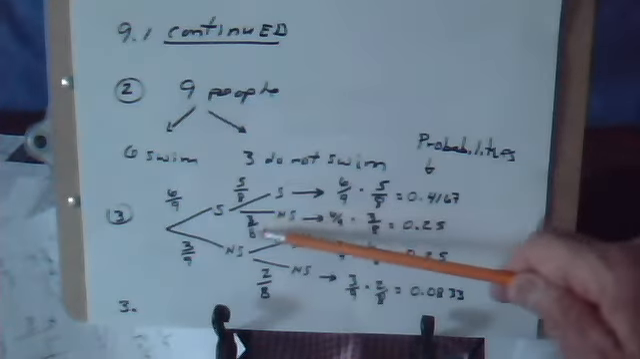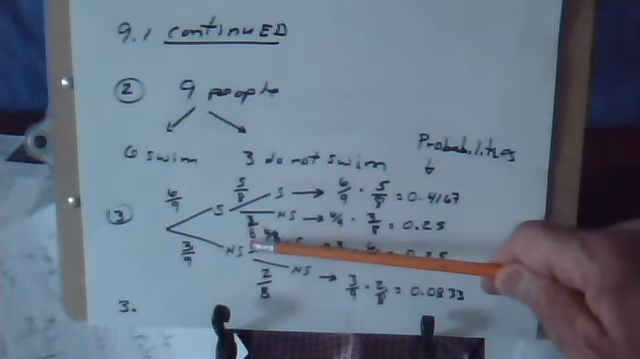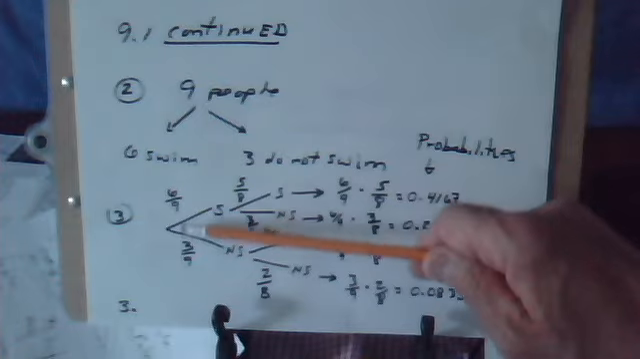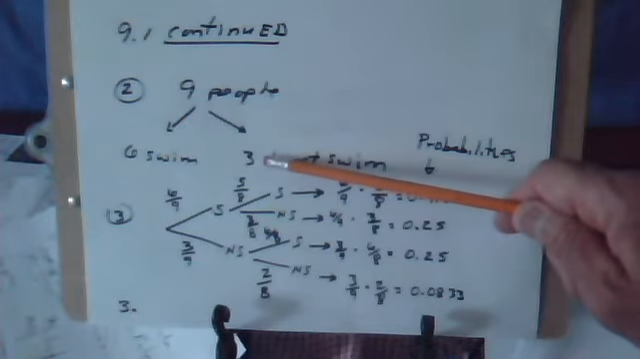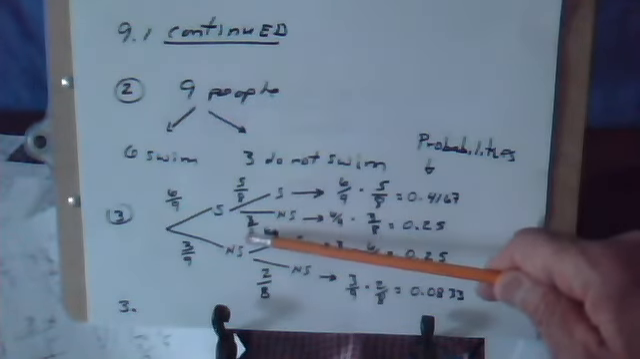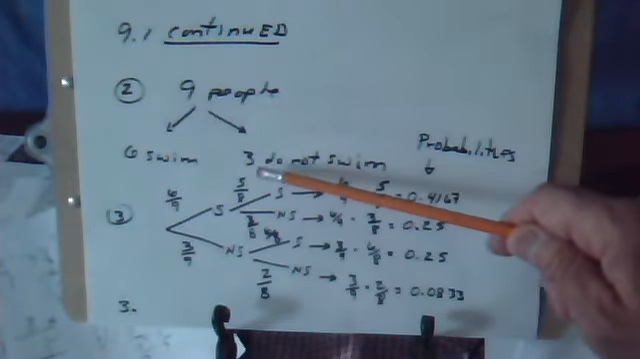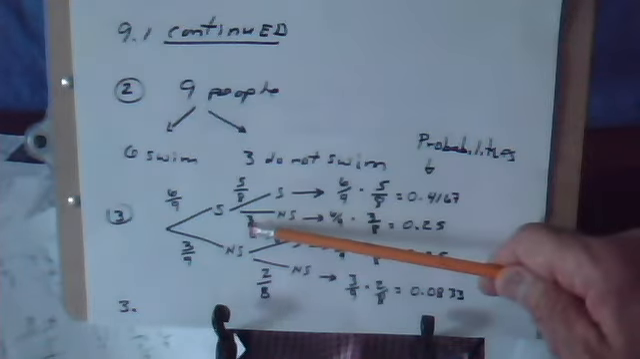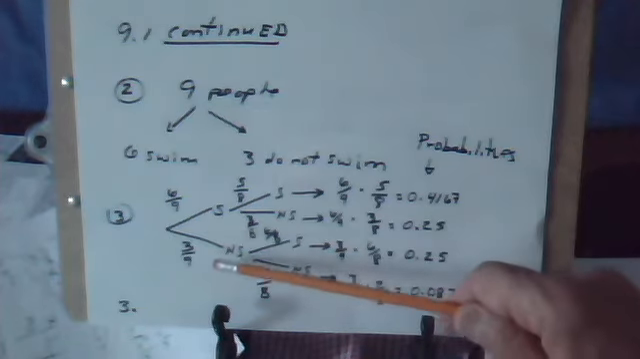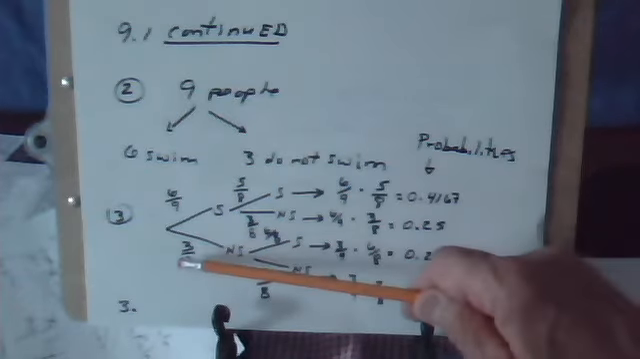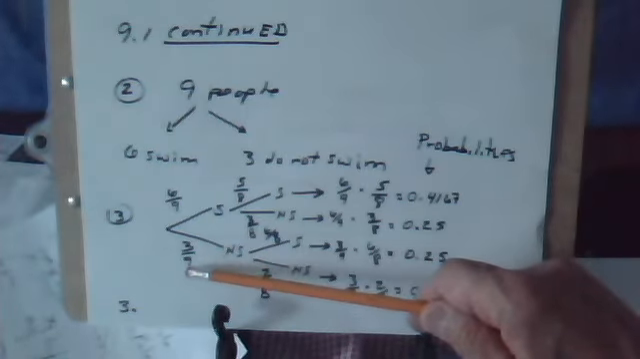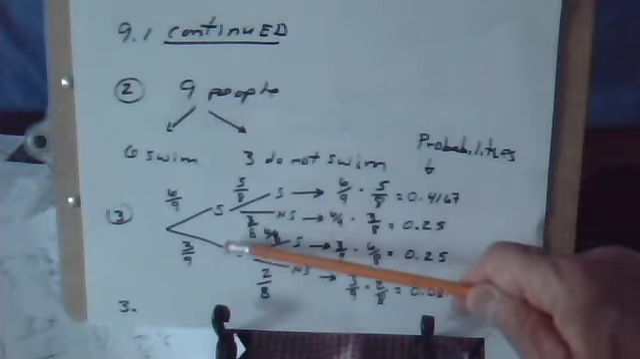If we go through this route, we still have 8 people since 1 has been picked. And this one describes not a swimmer. There are 3 non-swimmers, so 3 out of the 8 that are left do not swim and can be picked. If you go down here, not swim in the first pick, well, there's 3 out of the 9 that do not swim. So that's not swim.